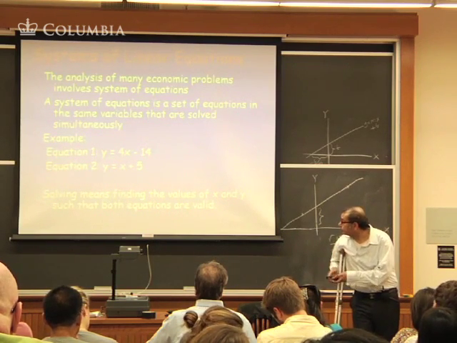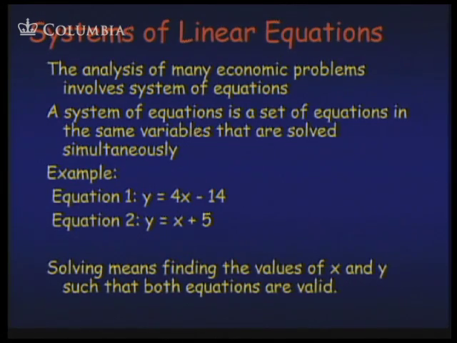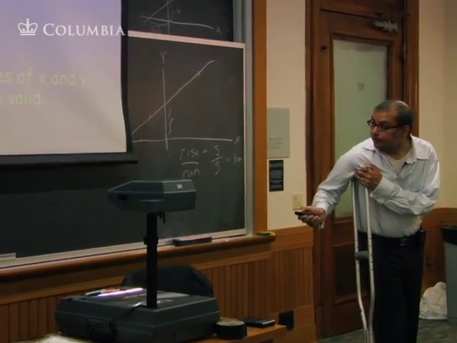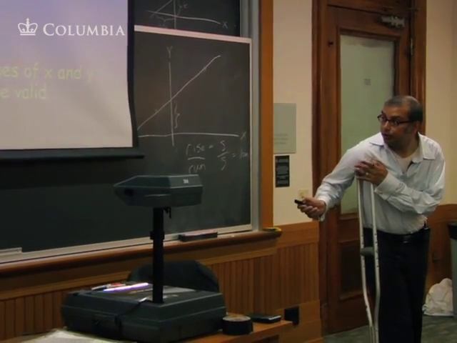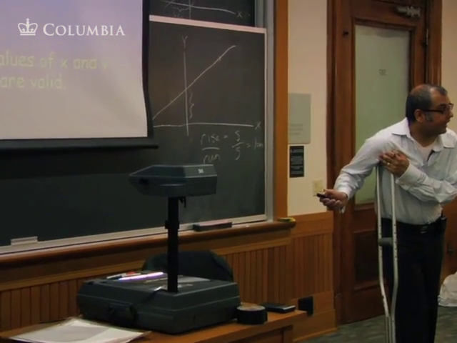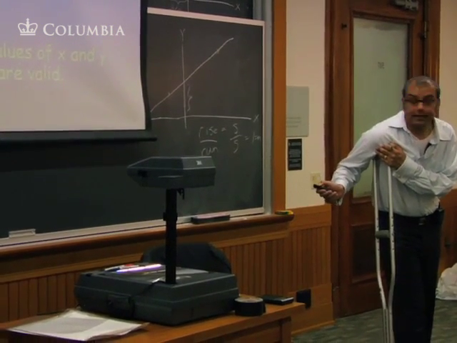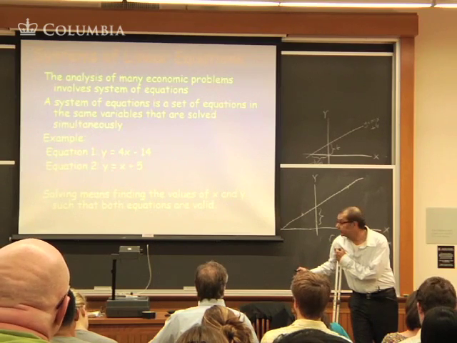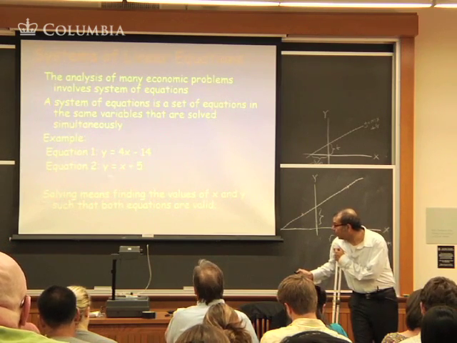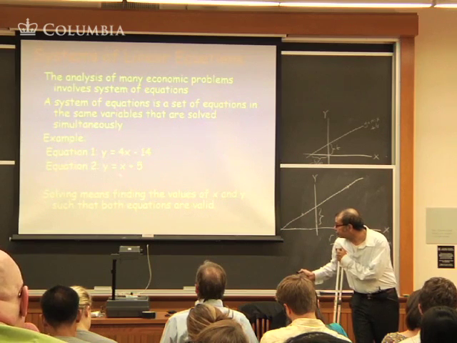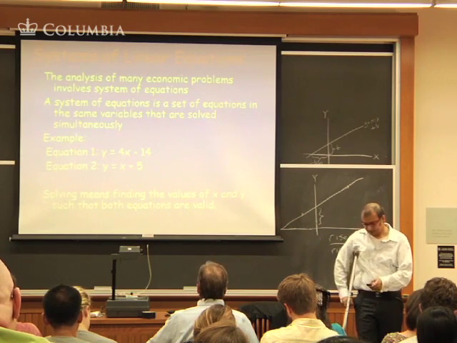Okay. So here we've got two equations, y equals 4x minus 14 and y equals x plus 5. I guess these are the equations we just worked out. Solving this set of equations, we're just going to do an example with two, but there could be any finite number of equations that we might need to solve. Solving means finding the values of x and y, that's the pair of x and y, such that both equations are valid. Okay?